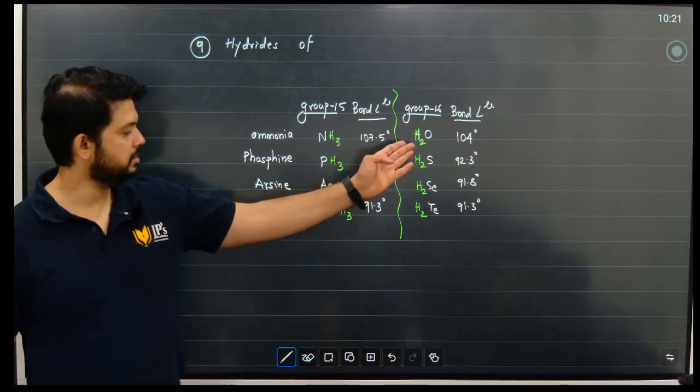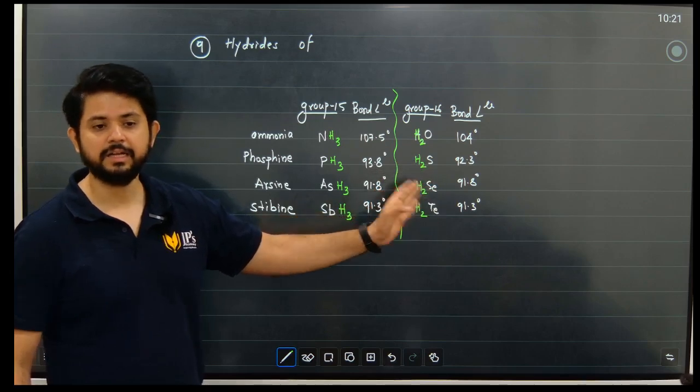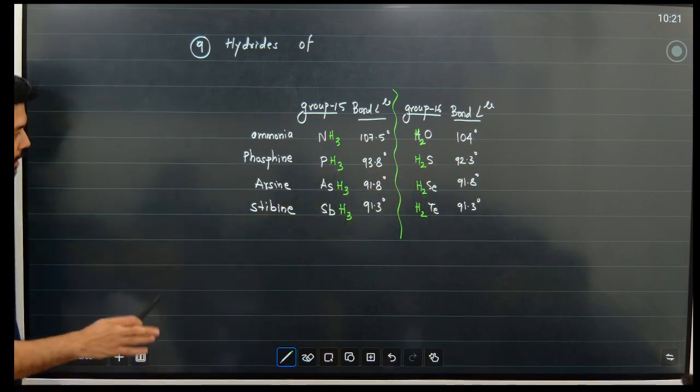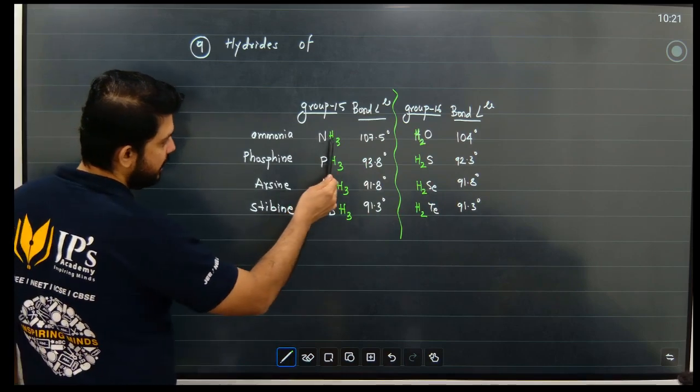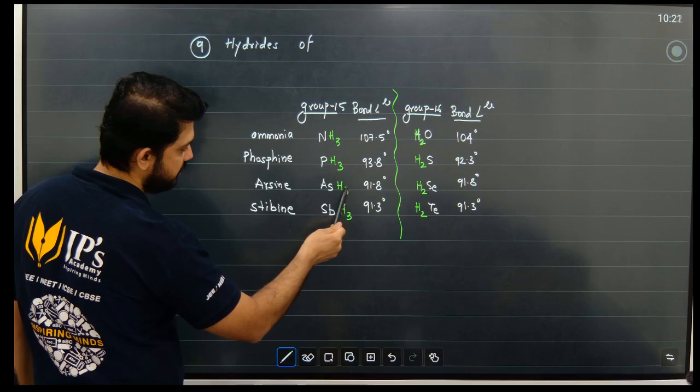I repeat, water, sulfide, selenide and telluride. Now what we observe over here is, see, the side atoms are the same: H3, H3, H3, H3.